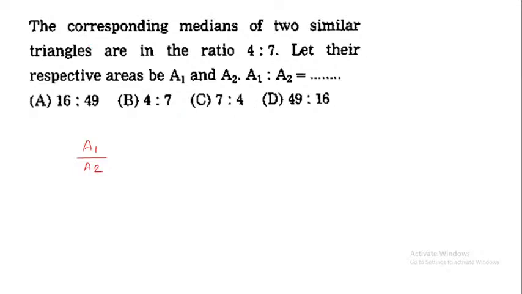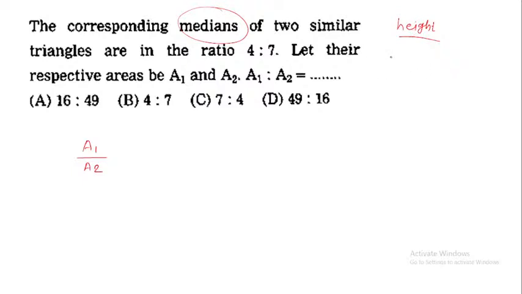So here the medians are given. In the previous example, we took one question for the heights of those two similar triangles. The same property is again applicable for the medians of those two similar triangles. That is, if two triangles are similar, then the ratio of their areas must be equal to the square of the ratio of their corresponding medians also.